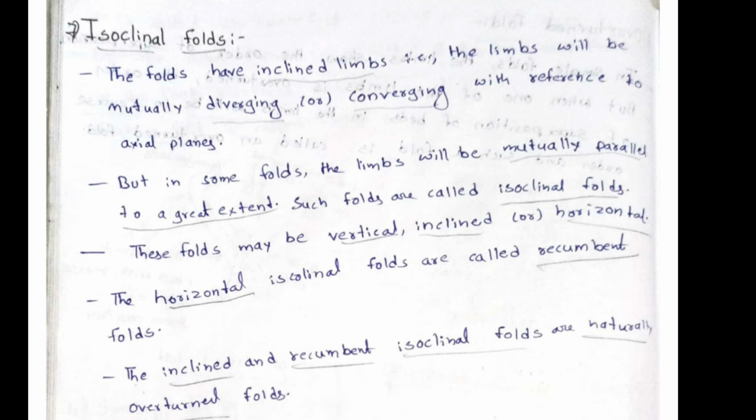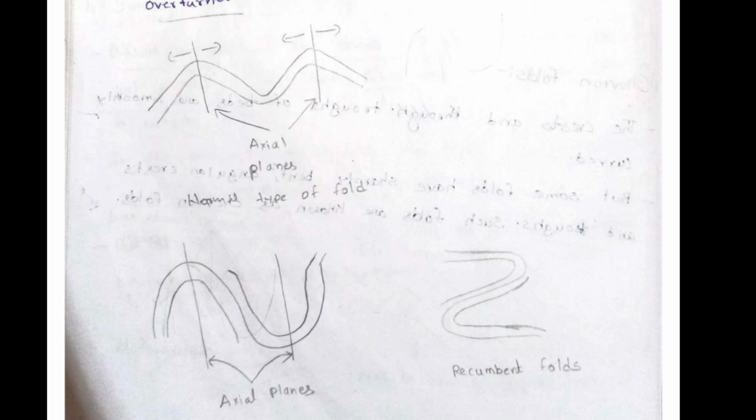And next one is isoclinal folds. The folds have inclined limbs. The limbs will be mutually diverging or converging with reference to the axial plane. Okay, but in some folds, the limbs will be mutually parallel to a great extent. Such folds are called isoclinal folds. These folds may be vertical, inclined, or horizontal folds.